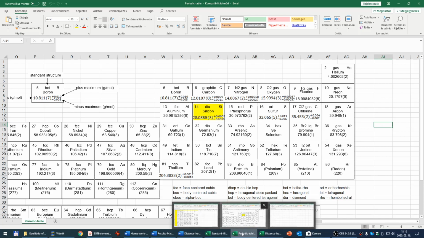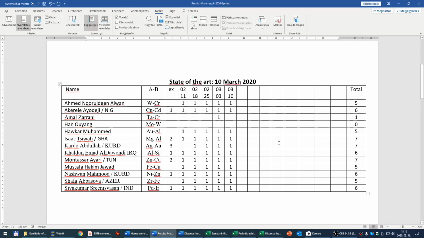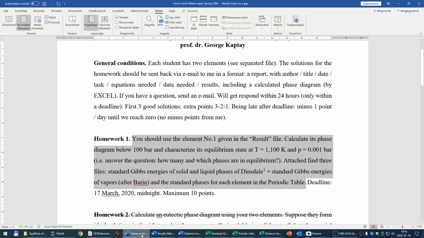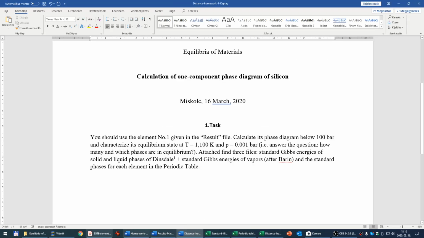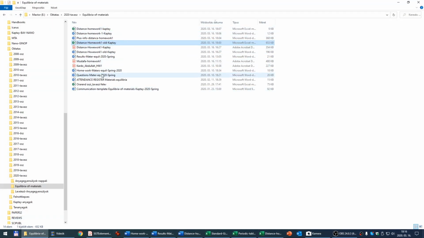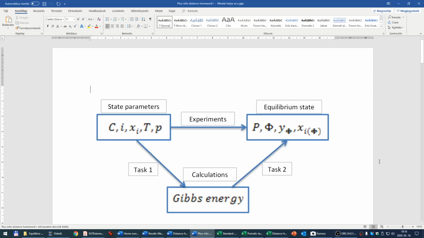Okay, so silicon is selected, but before jumping into the actual homework, let me show you some basics, and this is hopefully in this additional information file. So according to this picture, the engineer, meaning you, young engineers, should select the state parameters. This is the number of components, the list of those components, usually meaning elements, the mole fractions of those elements, the average mole fractions in the system, the value of temperature and the value of pressure.